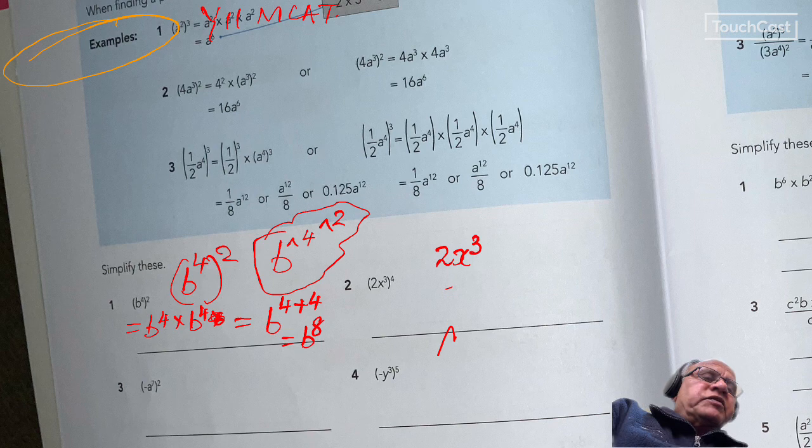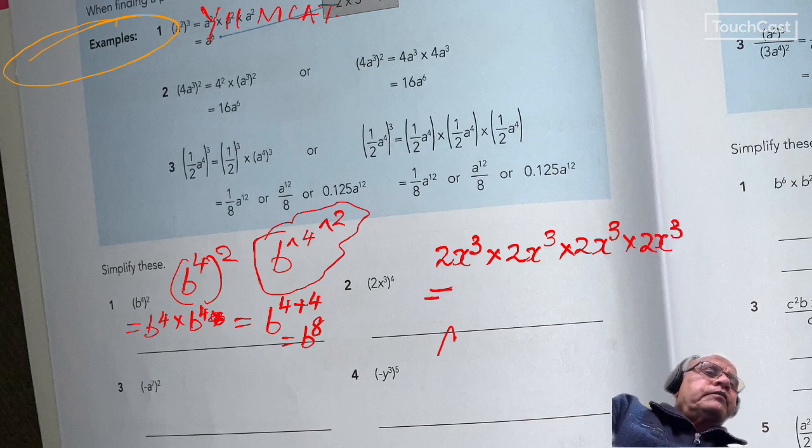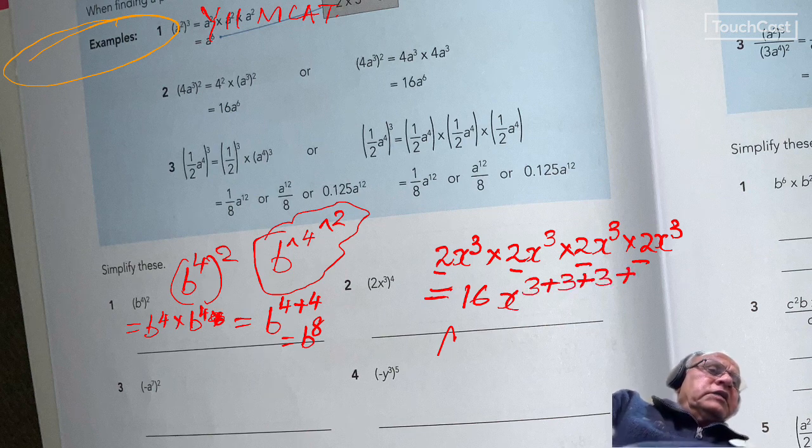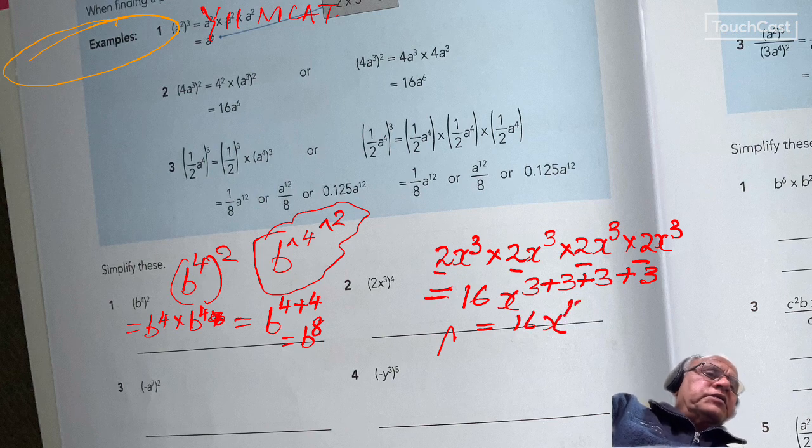Moving on to number 2, it's a little bit more complicated. 2x to the power 3 is the initial expression, and by now you probably realized you have to multiply that 4 times. 2 times 2 times 2 times 2 will give you 16. For x to the power 3, you are going to add the index 4 times, so 16x to the power 12.